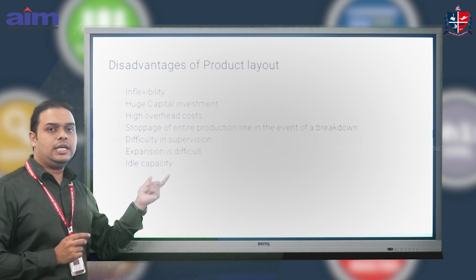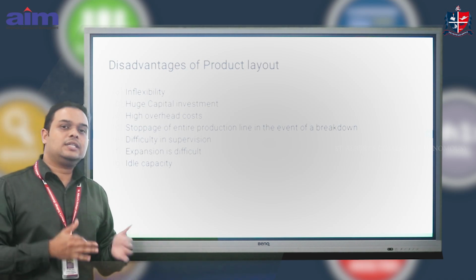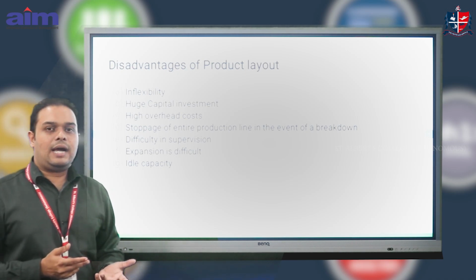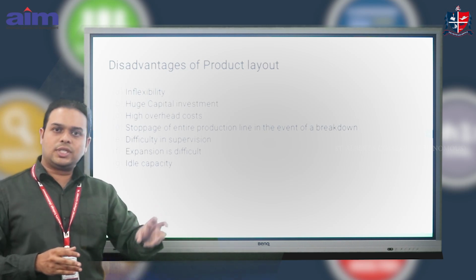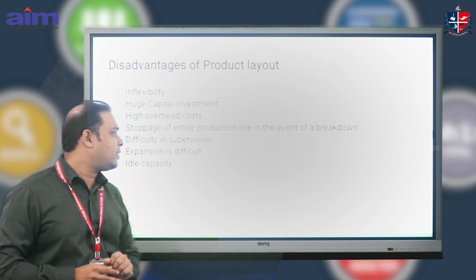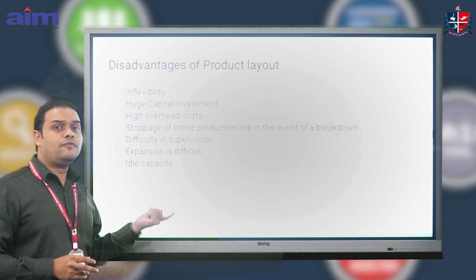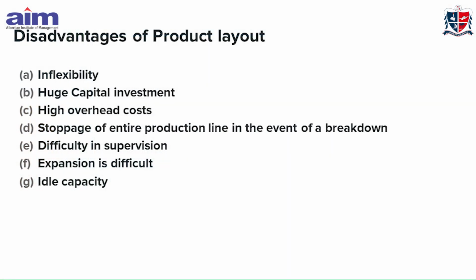Then you have difficulty in supervision. Because the process happens so quickly, it is not very easy to supervise. The speed is also a problem here for supervision, because if it is a slow process, you can supervise it pretty easily. If it is a fast process, it is tough to supervise. Then expansion is difficult, because you need huge capital investment to expand. Because every kind of expansion would require a large amount of capital investment, so expansion is difficult.